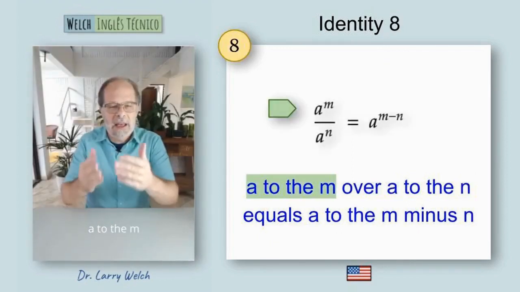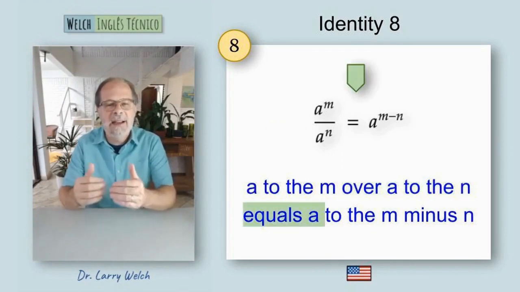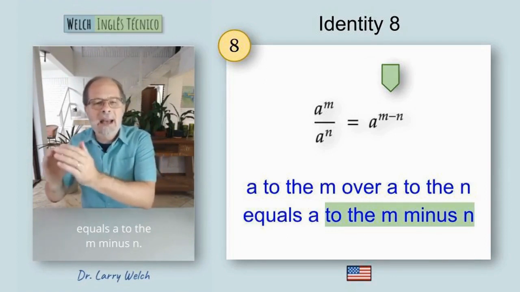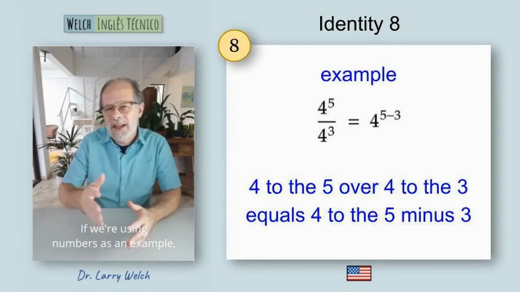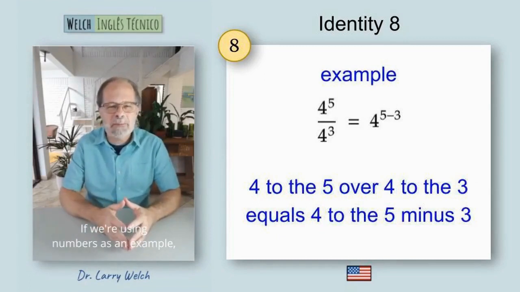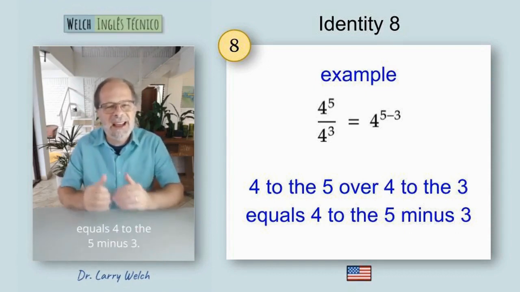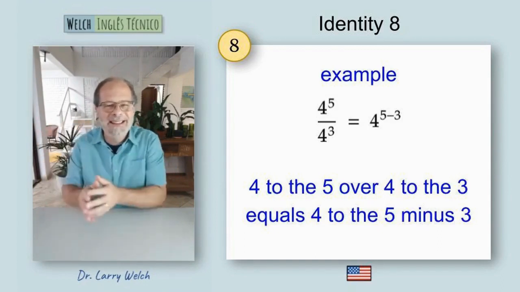a to the m over a to the n equals a to the m minus n. If we're using numbers as an example, if we have 4 to the 5 and 4 to the 3, 4 to the 5 over 4 to the 3 equals 4 to the 5 minus 3.